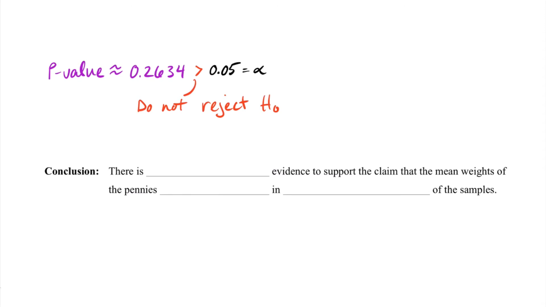Heading over to our conclusion then, we just said we do not get to reject the null hypothesis, so that means we know there is insufficient evidence to support the claim that the mean weights of the pennies differ in at least one of the samples. Just putting emphasis one more time, remember the alternative hypothesis is simply that at least one of the means differs. And in this case, we did not have enough evidence to say that at least one differs. And that means we're all set with our ANOVA test.